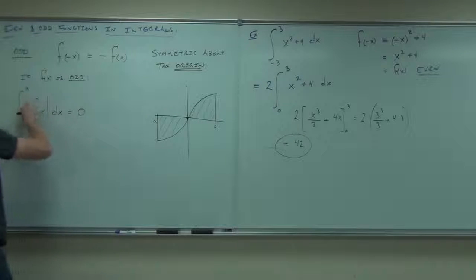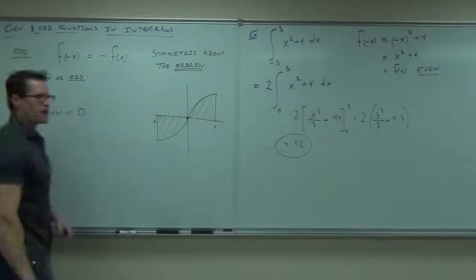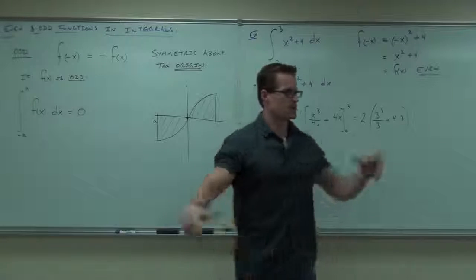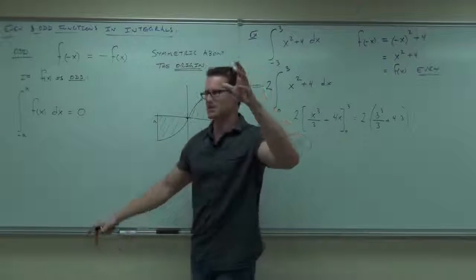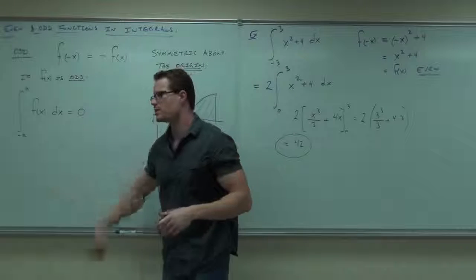If it's just like this though, given to you just like that, that implies net signed area. That means the areas are the same but on opposite sides of the x-axis. That means the area is equal to 0. Hence the integral would be equal to 0.